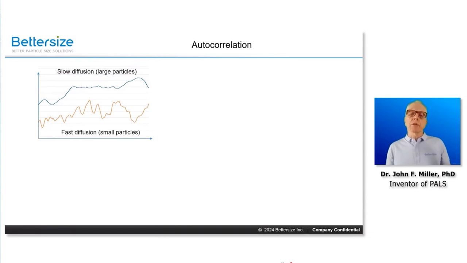Now, the concept is straightforward. If you take a signal and then look at it a certain amount of time later, the new value of the signal will depend somewhat on the original value. This dependency is called correlation, and since the signal is compared with itself, it's called autocorrelation.